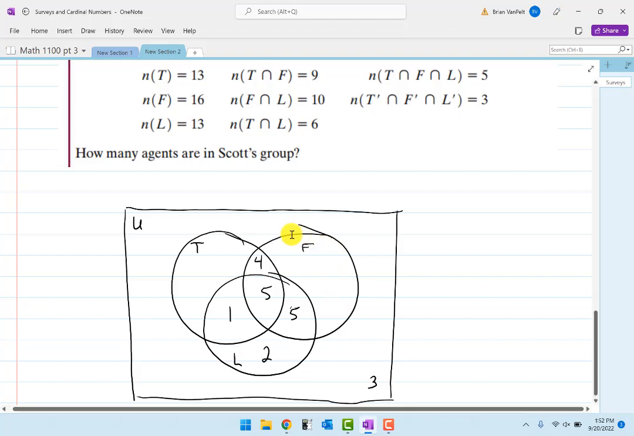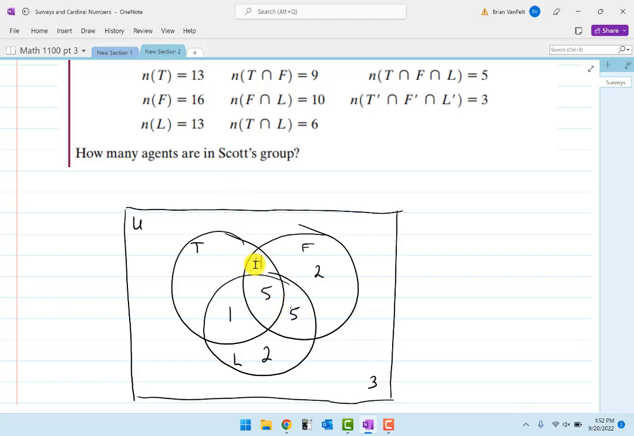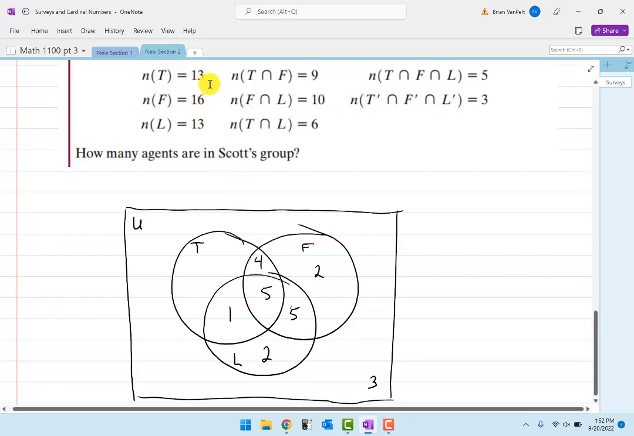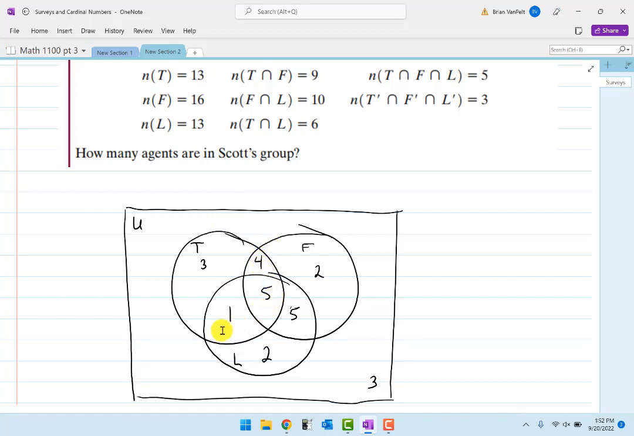For the T, well, I take F next. F is 16. I've already got 5, 10, 14 accounted for. That must mean that this is a 2 right there. And then finally, the number of items in T is 13. I have 9, 10 items already, so there's a 3 of them there.